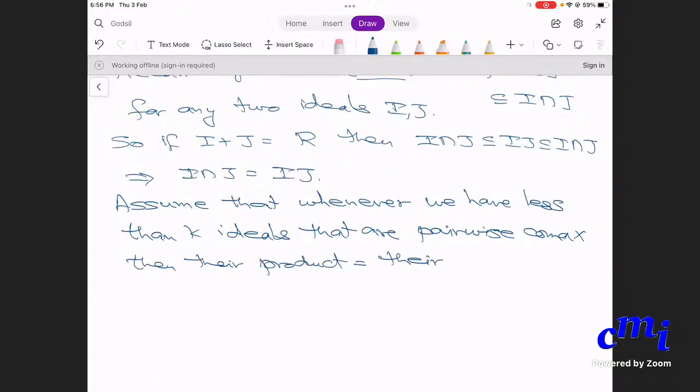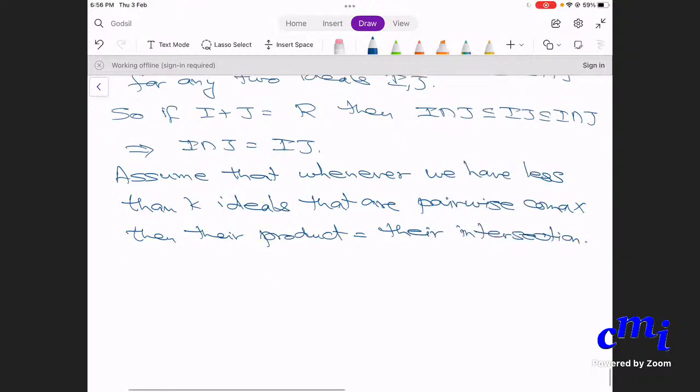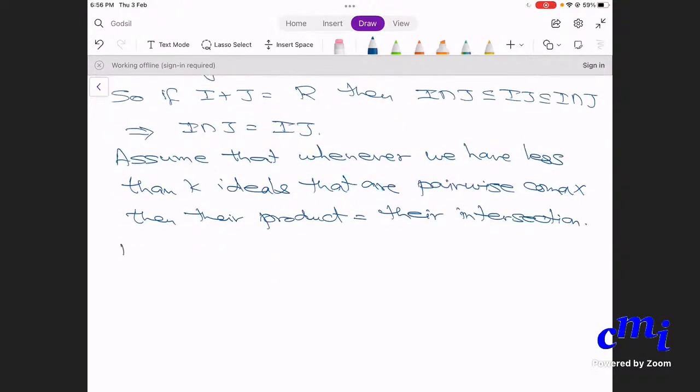This is the inductive assumption. So in particular, this implies, hence, I2 intersect I3 intersect up to IK. That's less than k of them. That's k minus 1 ideals. And they are also pairwise co-maximal. The original set was pairwise co-maximal, so of course these are also pairwise co-maximal. So their intersection is just equal to the product I2, I3 up to IK.